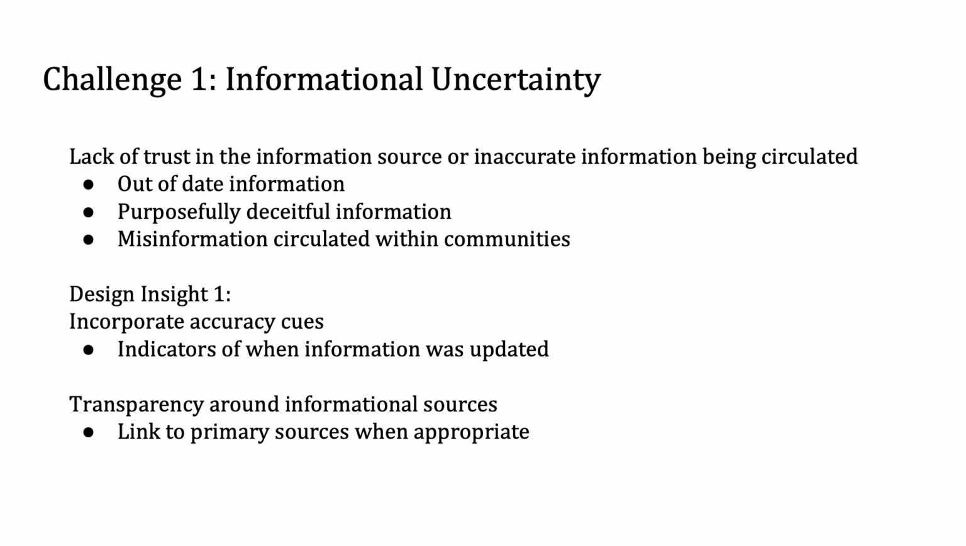Information can be out of date and thus be inaccurate, or it can be purposefully deceitful. We also found that misinformation circulated within community groups as well. And so in order to address these informational uncertainty challenges, we recommend that designers of digital resources incorporate accuracy cues into their tools, such as indicators of when information has been updated, as well as we recommend transparency around informational sources. So one should link to primary sources when appropriate and make clear who and where the information has come from.